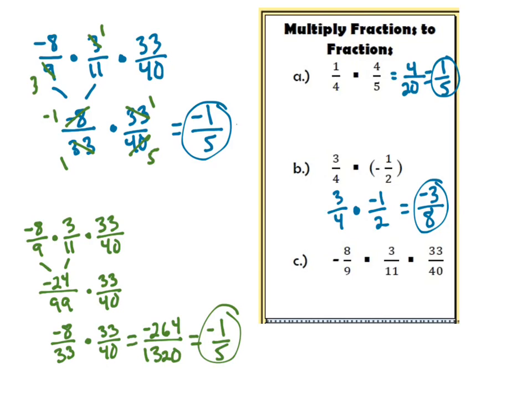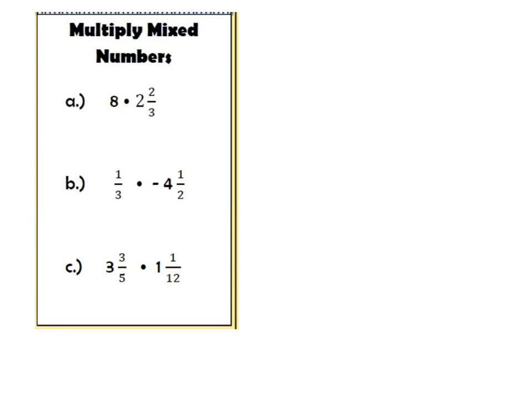But again, if you don't see how cross-canceling works, if you don't see what's going on here, stick with this way, because this way will not fail you. All right, multiplying mixed numbers.